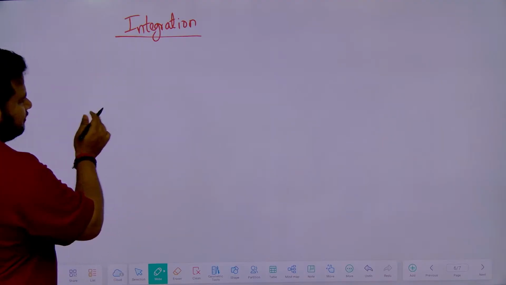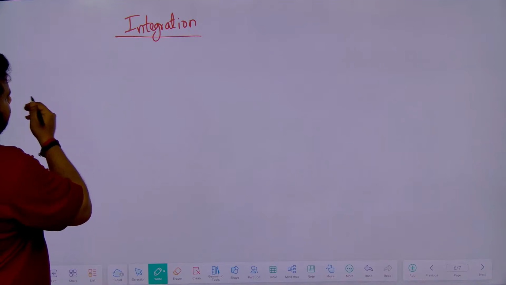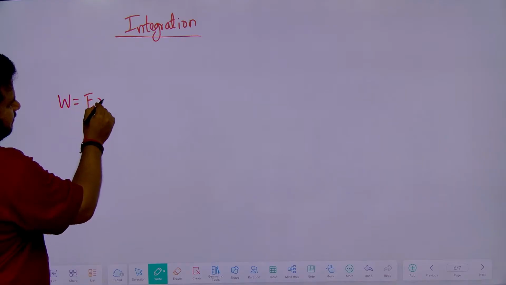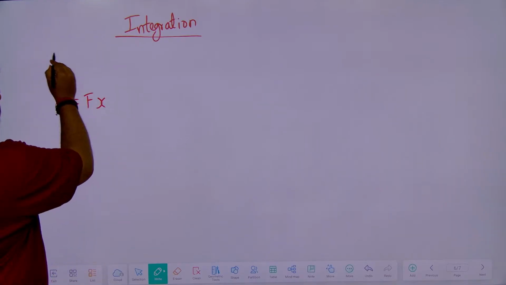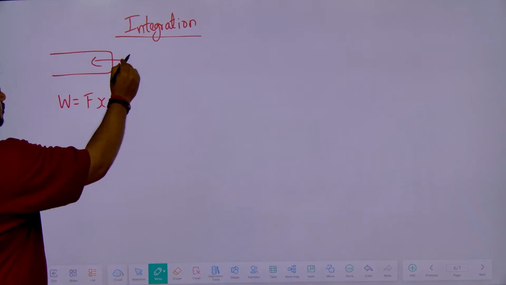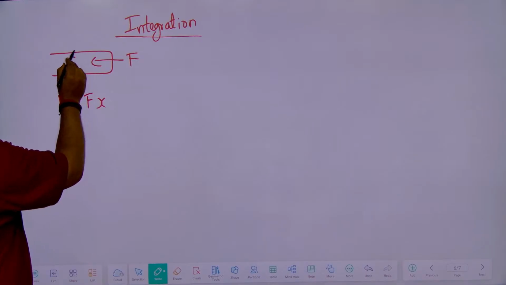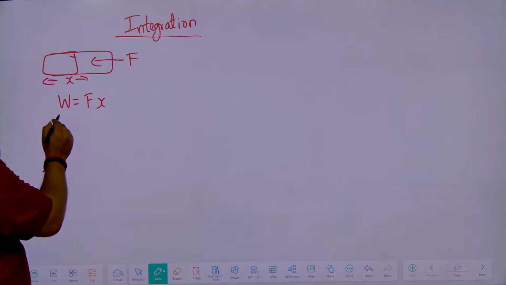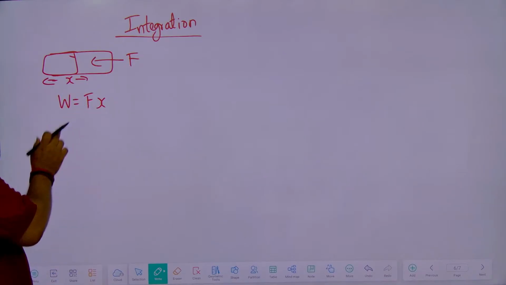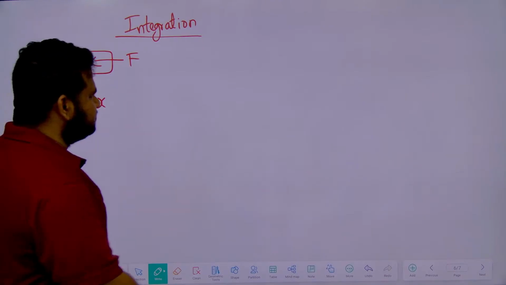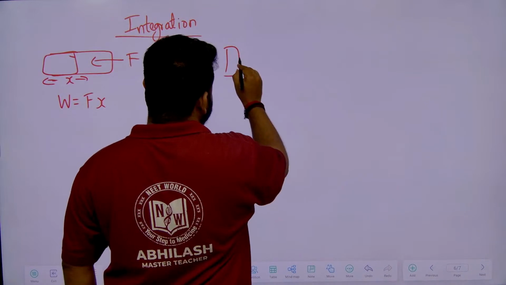Now, integration in physical terms, in physics. Work done is equal to what? Force into displacement. Correct? Suppose there is a block here. If I apply force in this direction, this block will move to some extent here. Let the distance be x. So work done is equal to force into displacement. You can apply this formula and find it out. But now, see here. Suppose there is a spring here.